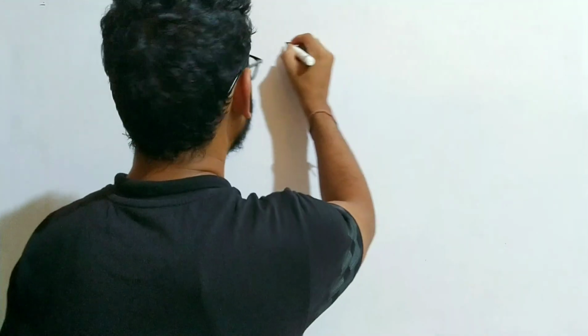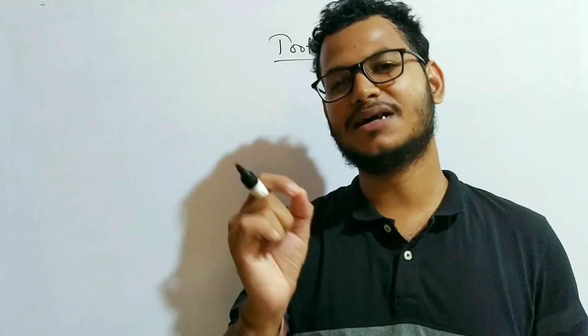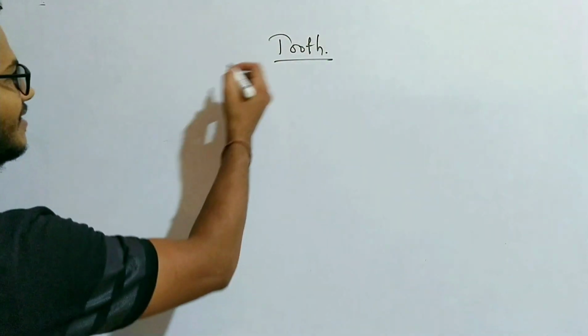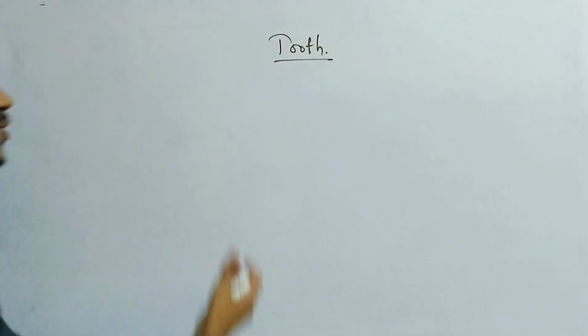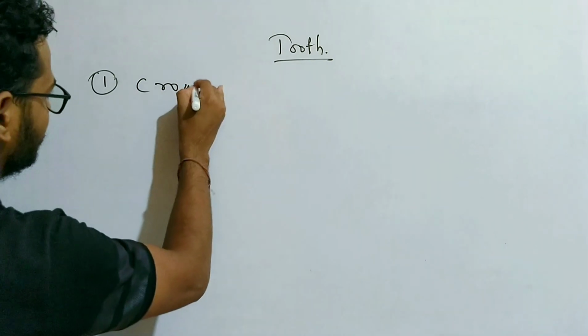Today we are going to discuss a very important topic, that is the tooth. So today, till the end of this video, we will learn the basic structure of the tooth and what the different parts are. So first, let's discuss what the important parts of the tooth are. It is divided into three important parts. Number one is the crown.